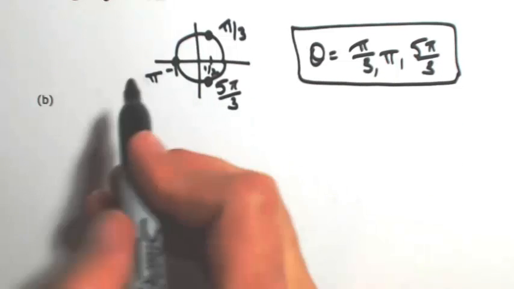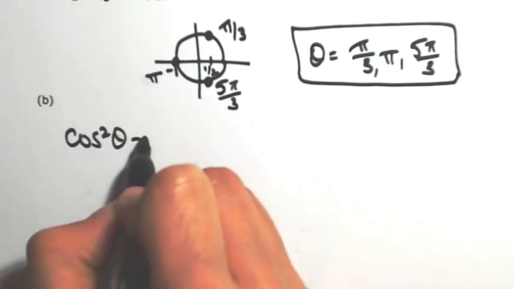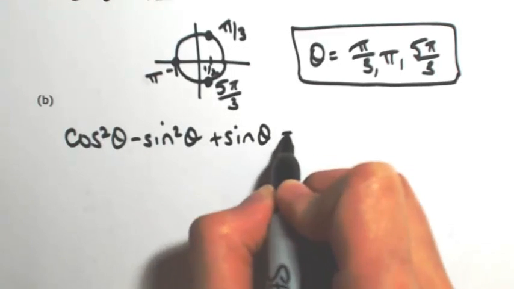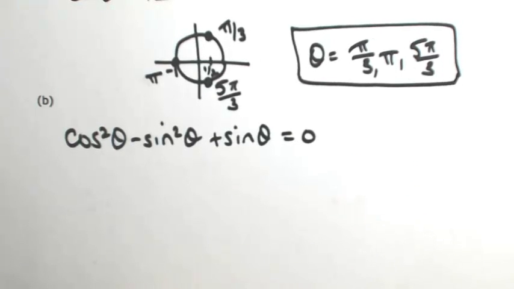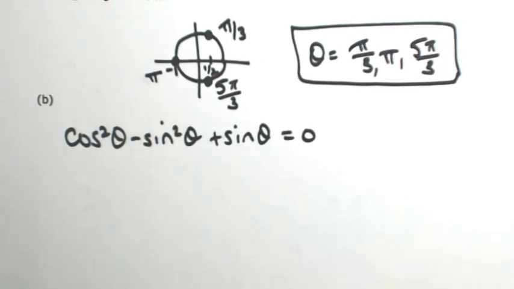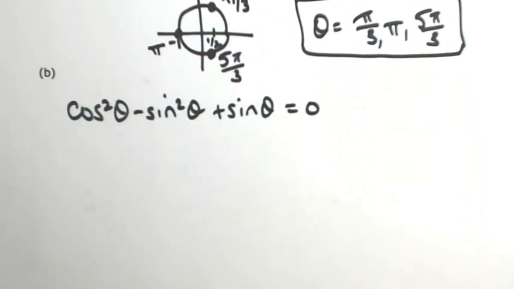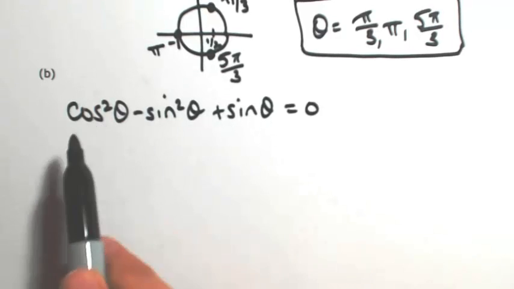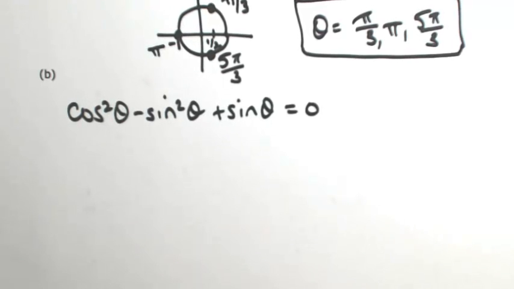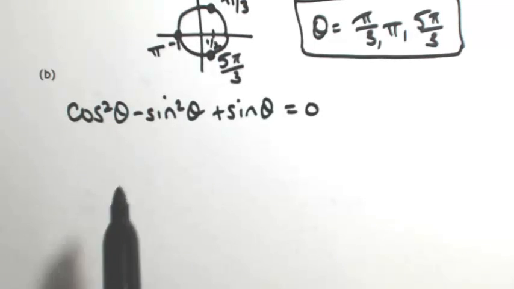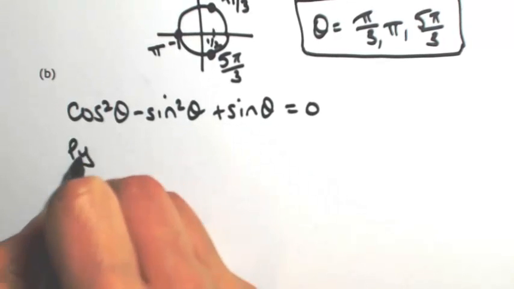Let's try another one. Let's say we have cosine squared theta minus sine squared theta plus sine theta. And again, this is equal to 0. So that's my first giveaway that I should probably factor the left side. But this one's not as straightforward as part A, because in part A, all the trig functions were the same. We had a cosine squared and we had a cosine. In this one, we have a sine squared and a sine, but then we have this cosine squared that's kind of throwing everything off. So I'm thinking in my head, something that involves cosine squared and sine squared is one of our Pythagorean identities.